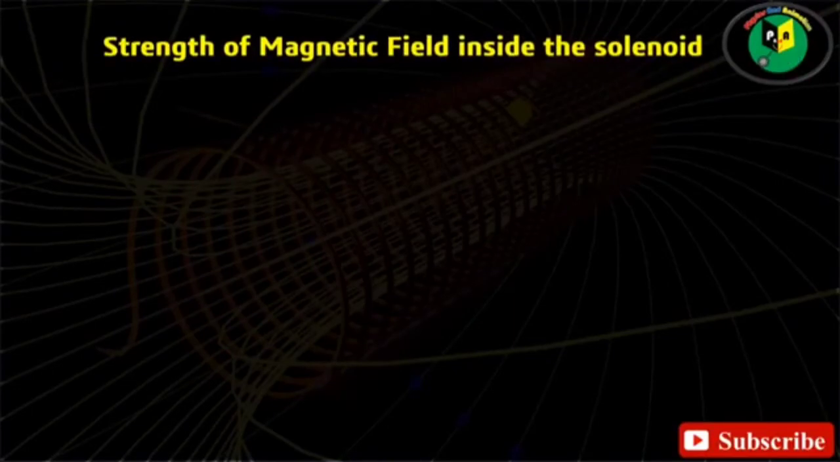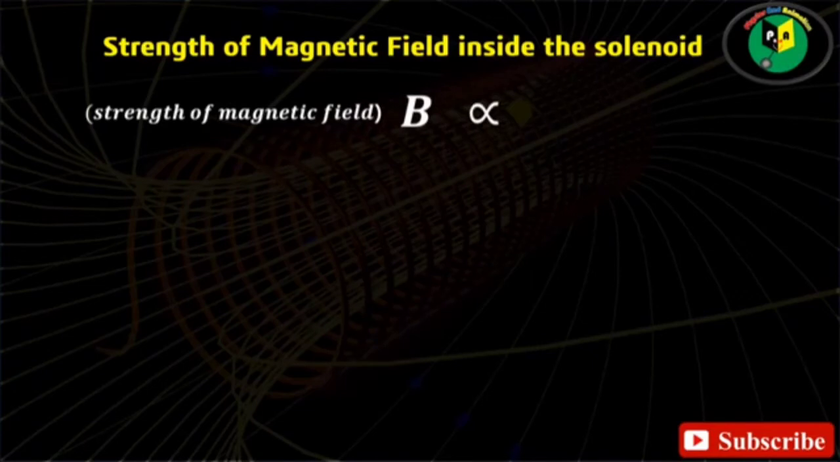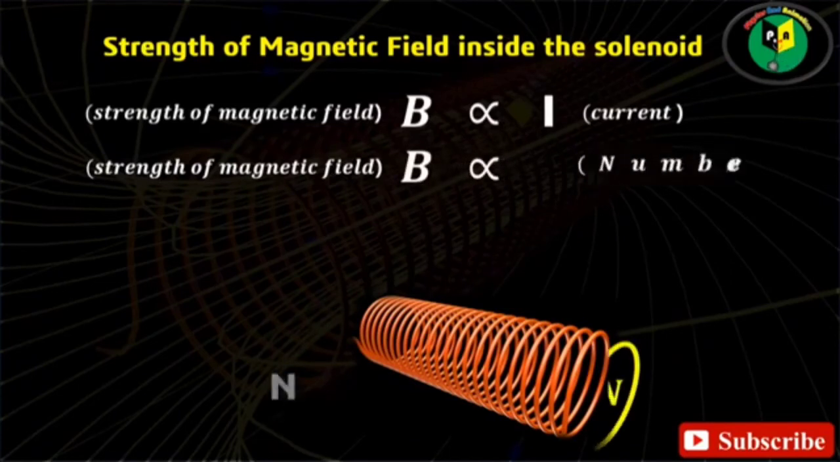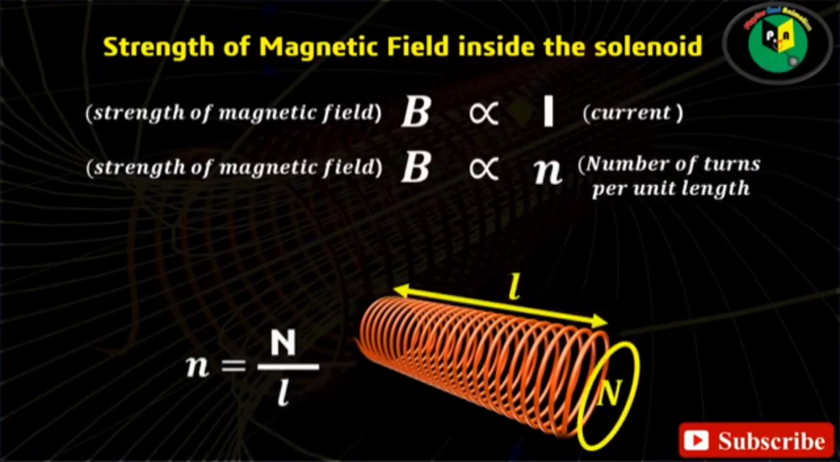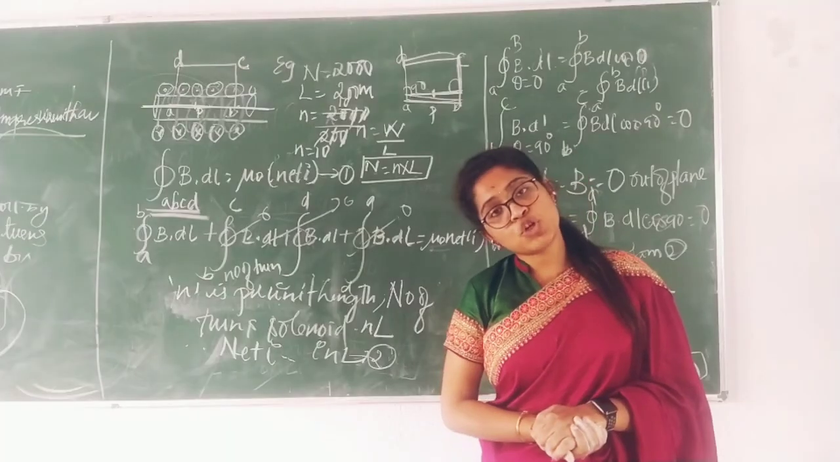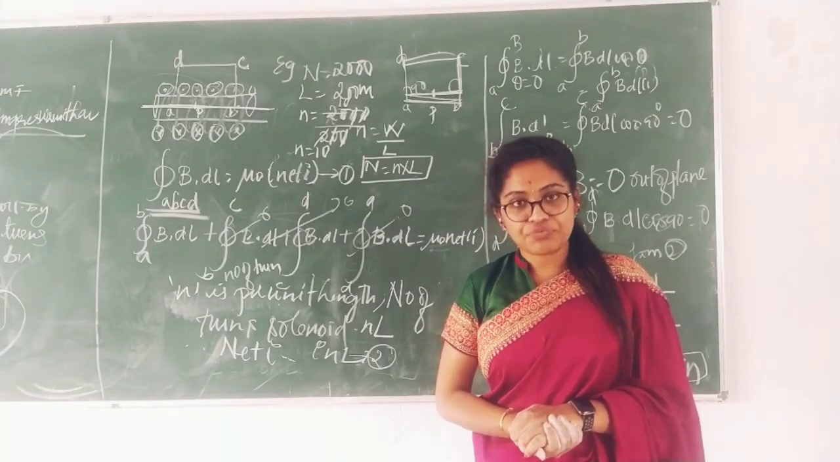So now let us study the strength of the magnetic field inside the solenoid. The strength of the magnetic field is directly proportional to the current, that is for sure, we have done the derivations too. The strength of the magnetic field is proportional to the number of turns per unit length, that is N divided by L. So it depends on both n and I. I hope you have understood the animation video.